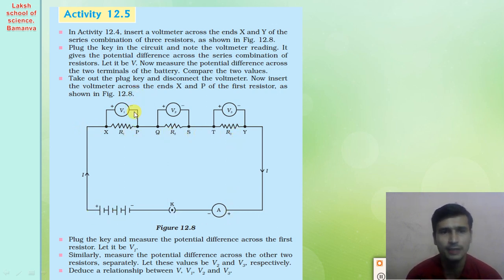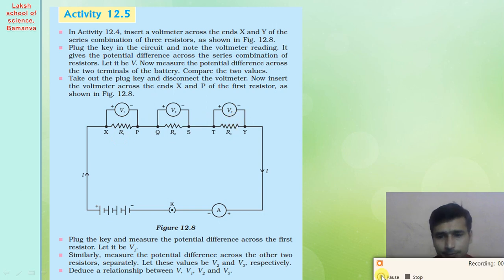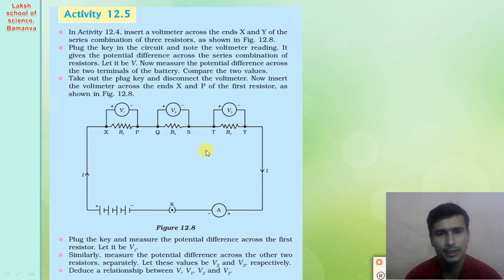Is the potential difference across each resistor the same? Measure the value of the potential difference across each resistor with the help of voltmeter V1, voltmeter V2 and voltmeter V3. Dear students, here we use the same circuit and the same resistance values as we took in the previous activity.